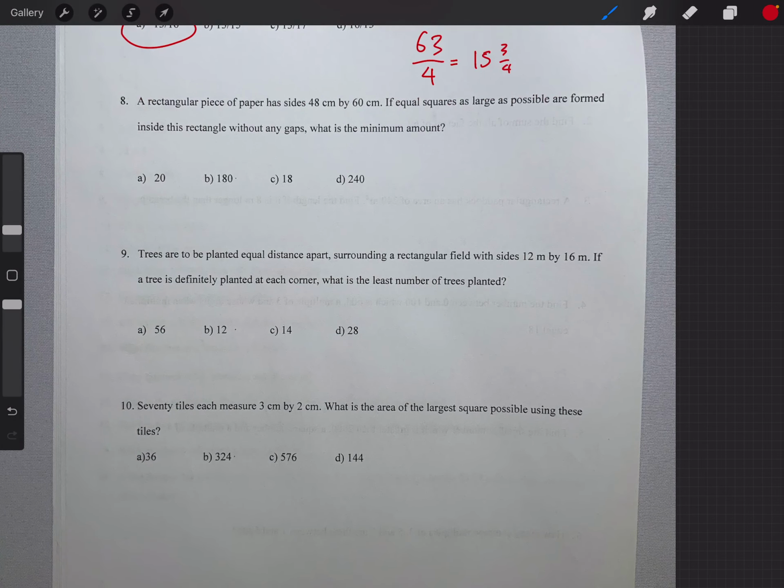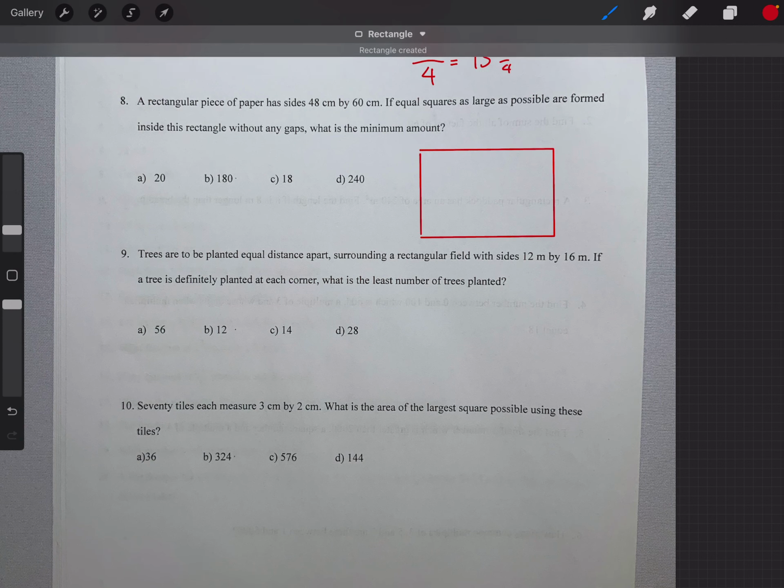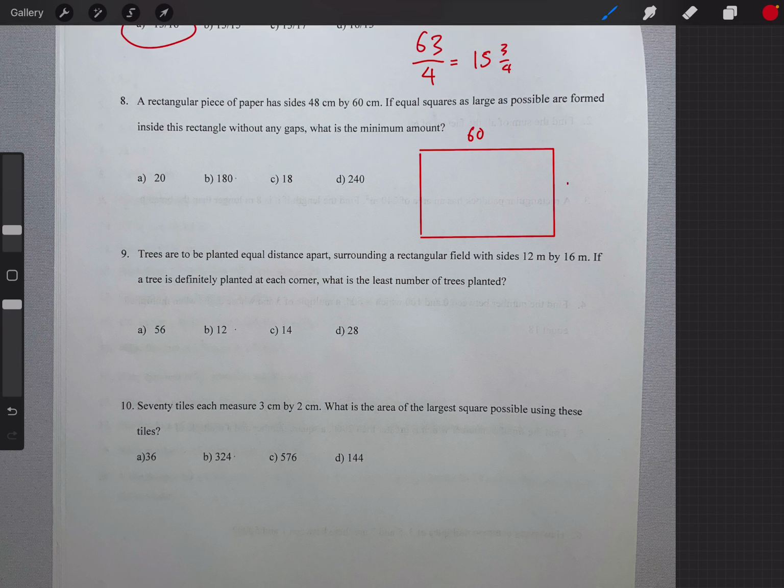A rectangular piece of paper has size 48 by 60. If equal squares as large as possible are formed inside this rectangle without any gaps, what's the minimum amount? So here's your piece of paper, and it's 60 by 48. So what we do is we find the highest common factor, the HCF, of 48 and 60. What can 48 and 60 both be divided by? Well, I believe it's going to be 12. They can both be divided by 12, and that's the biggest number.